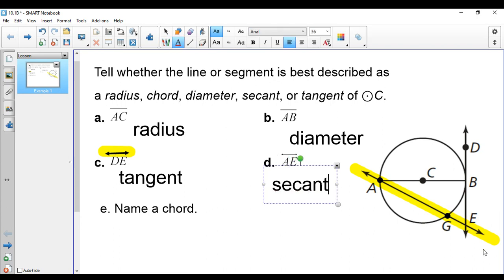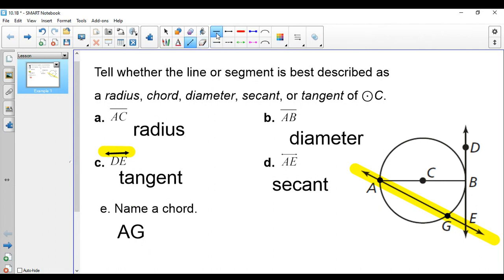And remember, the only difference between a secant and a chord is that a secant is a line, whereas a chord is a segment. So if we wanted to name a chord, we would name our chord by the two endpoints A and G. So AG with a line segment symbol above it is our chord.